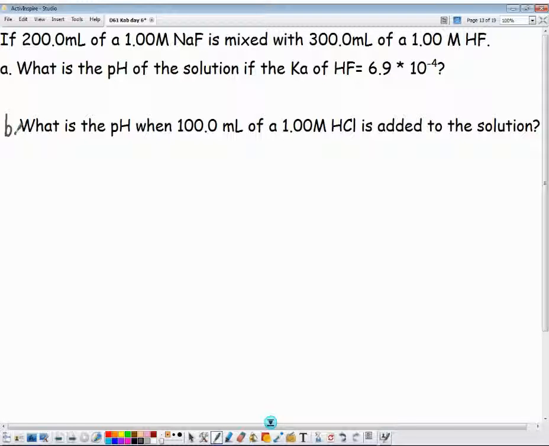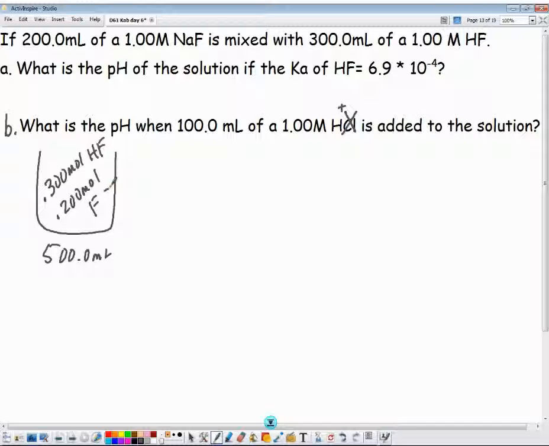Okay. And so it says, what is the pH when 100 milliliters of 1 molar HCl is added to the solution? When I see that, you know what I cross out? Cl, and I say, oh, I'm adding in some H+. All right, so here, let's put our picture back of our beaker. 500 milliliters. It contains 0.3 moles of the acid and 0.2 moles of the base.